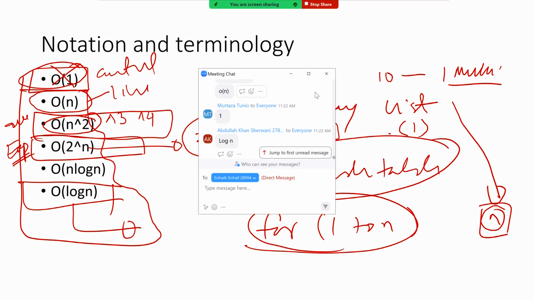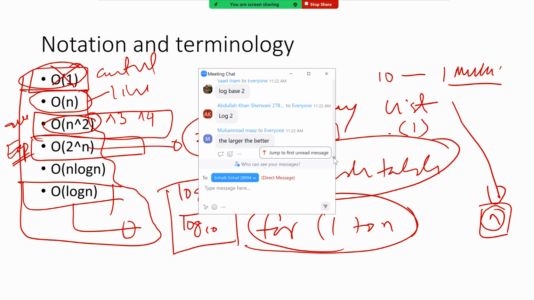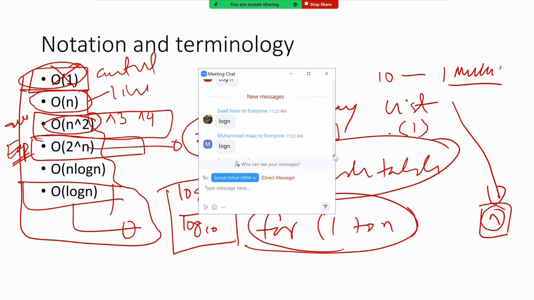Yeah, so log n is right, but now which log is it? Is it log of base 2 or log of base 10? Can you give me an example of something that we've done in this class so far, not just today but in prior classes also, which runs in log n? Yeah, it's log of base 2, larger the better, very good.